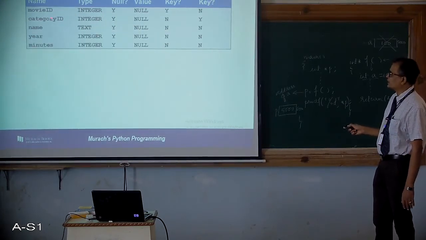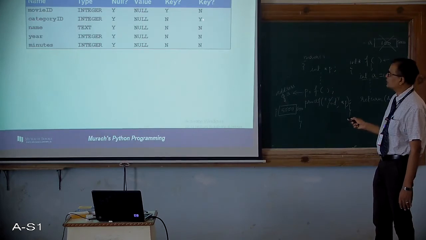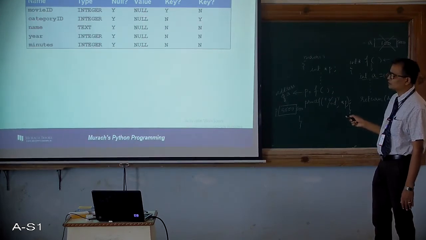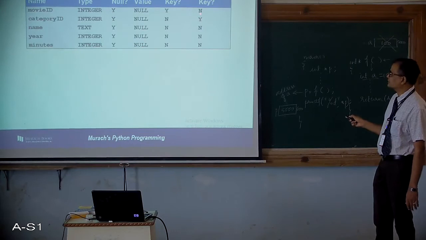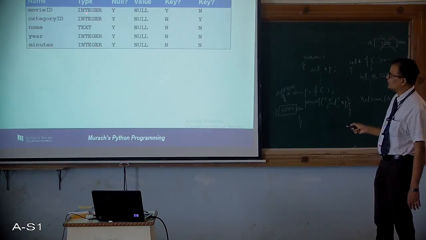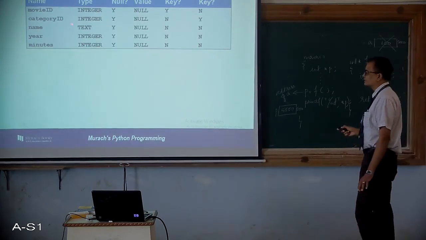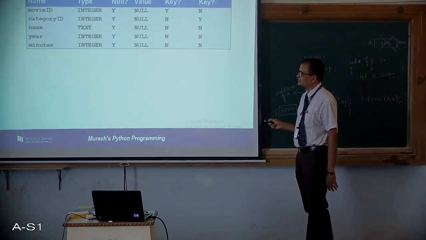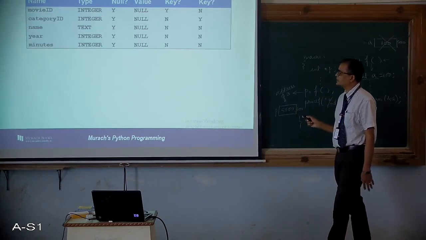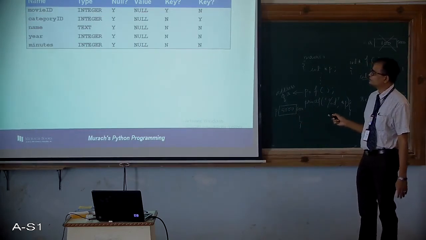But here category ID is not a primary key, but it is referring to a primary key written into some other table. So it is considered to be a foreign key. So how many keys do we have in this particular table? We have got two fields identified as keys. First one is movie ID. Movie ID is a primary key. Then category ID is a foreign key.